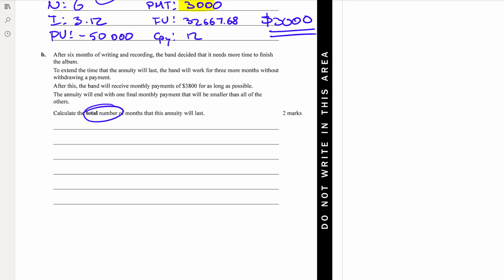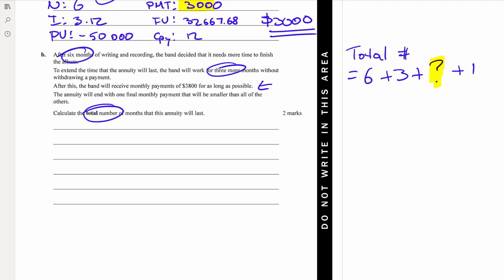Okay, so let's have a look at what we can say before we do anything else. Remember it's a total number, so I'm just going to write over here, total number, just so it's a little bit out of the way. Equals 6 months here. We know there's another 3 months there. Plus this one here, so I'm putting a big question mark and a highlighter over it, because that's what we don't know yet. Plus, if everything works well, we should have +1 because there will be one final monthly payment that will be smaller than the others. So really, we need to find that value to work out what's going on.